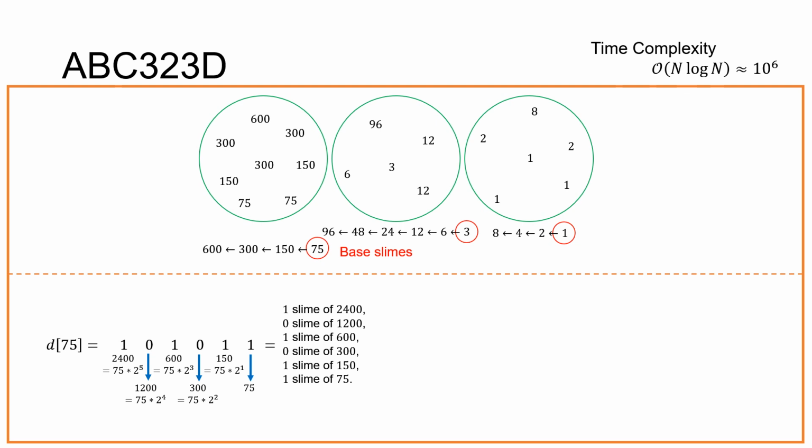But what should we do when adding other slimes to the group? For example, consider 3 slimes with size 300. Then we do a prime factorization-like process to 300 and get 75 times 2 squared. So we've realized that they belong to group 75. Then we just add 2 squared times 3 to the current management number D of 75.